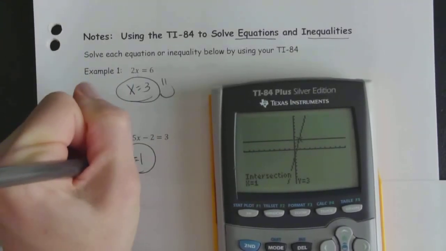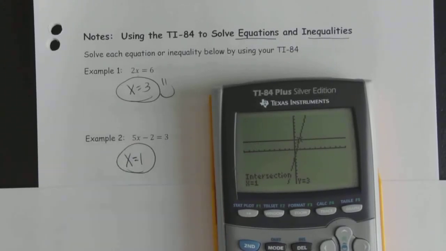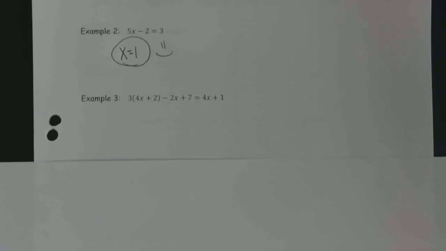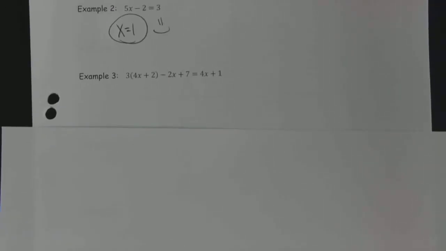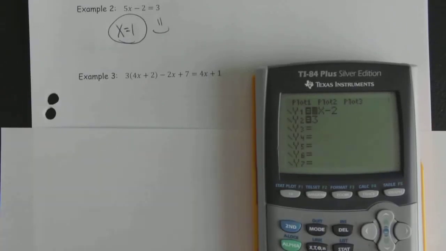X equals 1. I can run a quick check. 5 times 1 is 5. 5 minus 2 is 3. So that's another good one. Okay. Example 3. Let's cruise on down to it. A little bit more complicated, but the calculator should handle it just fine. Let's go for it. Y equals.